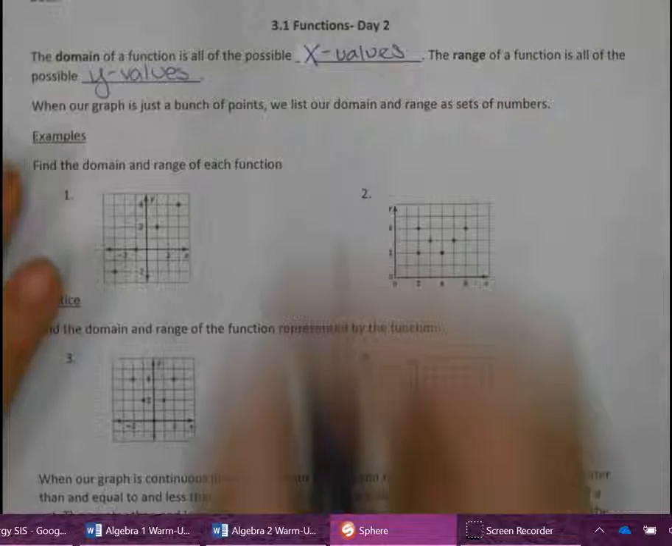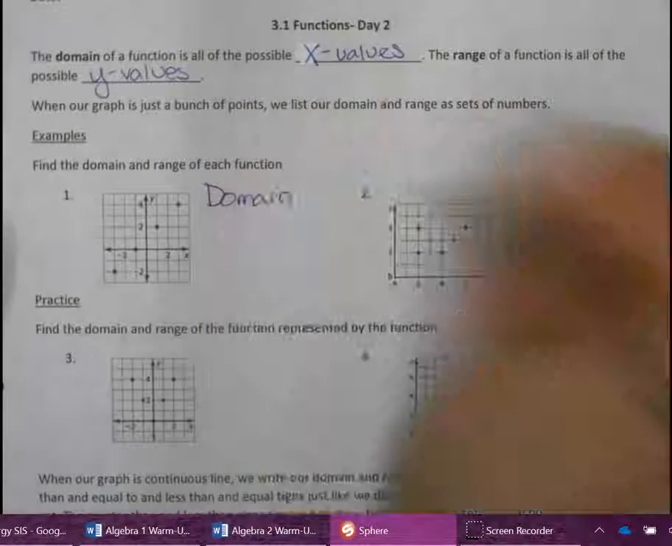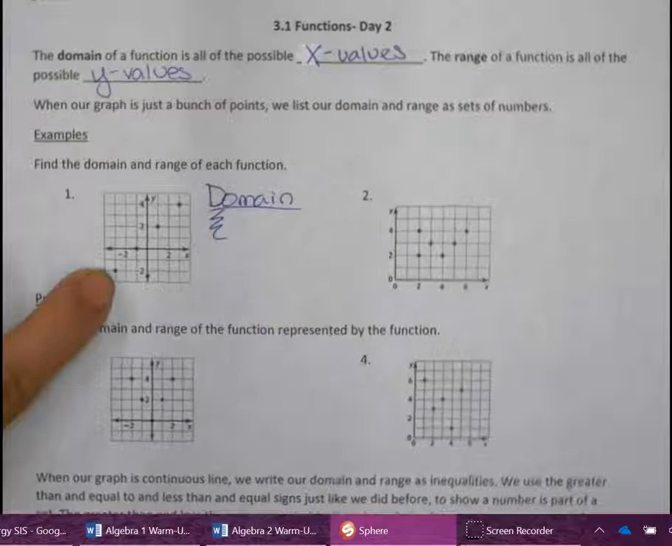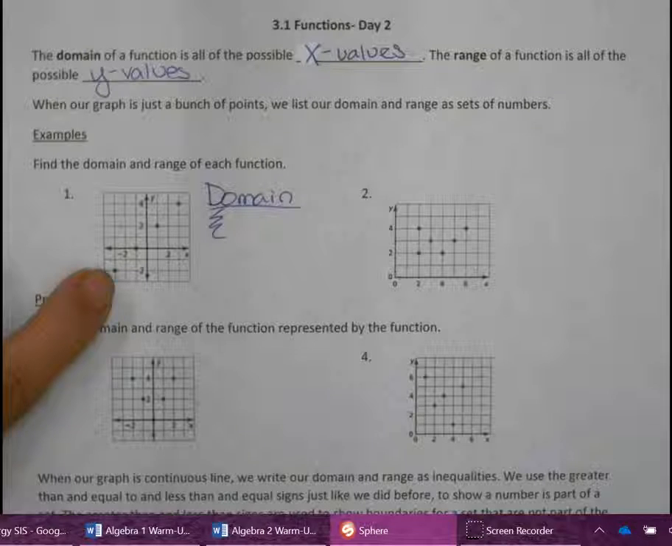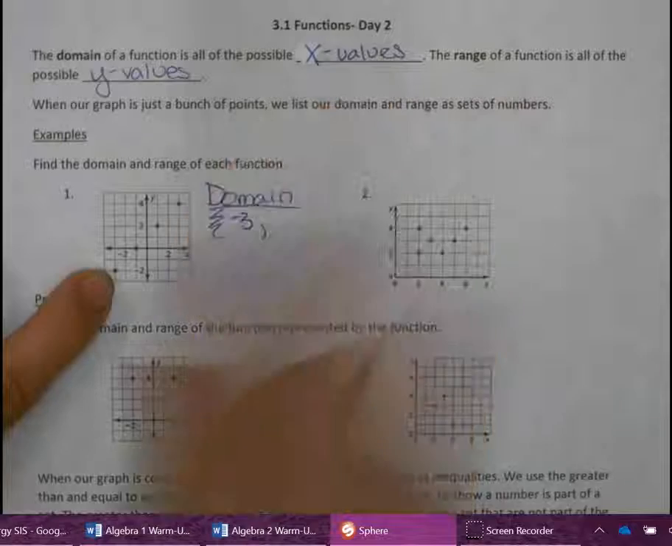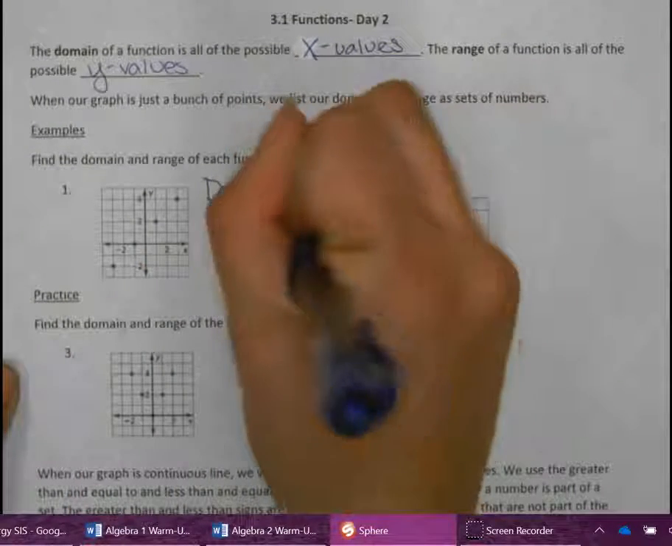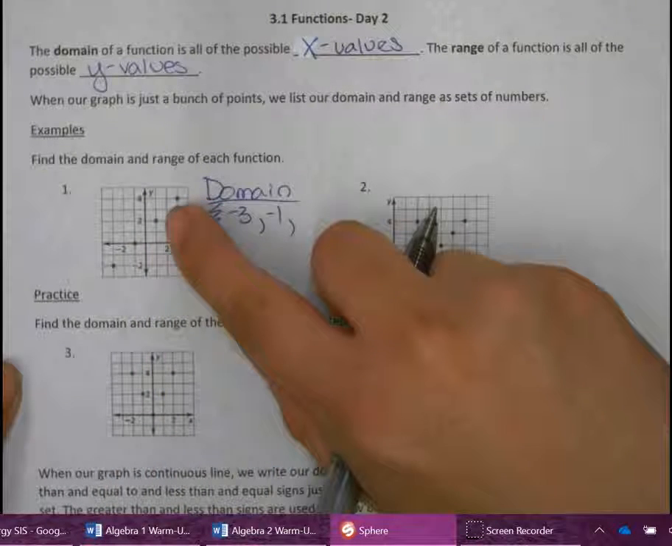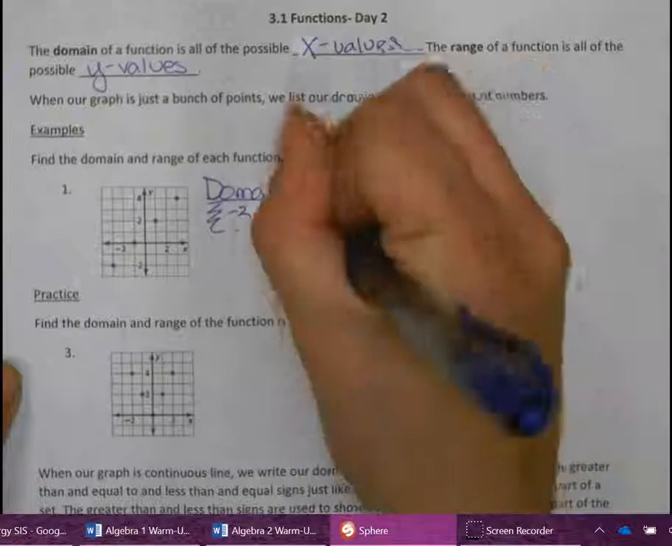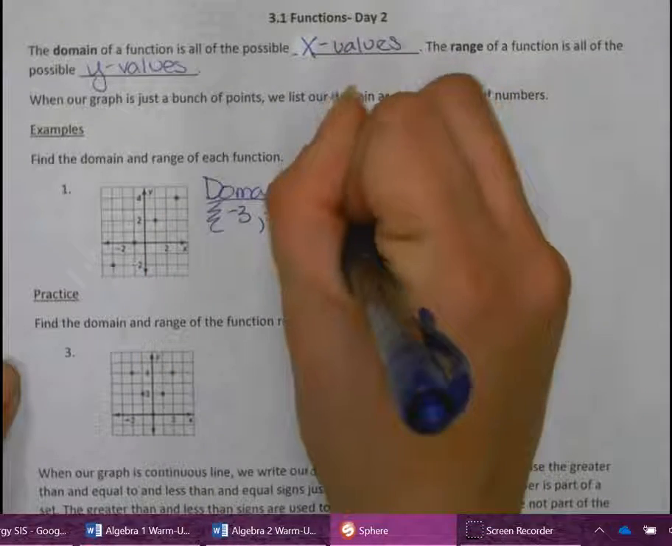So if I take a look at number 1, if I want to say my domain, I'm going to list all my x values. So this x value right here at this first dot, what is that? What's my x value here? -3, right where I'm pointing. And then the next one is -1, right? This dot. 1, and then the last one, 3. So those are my x values.